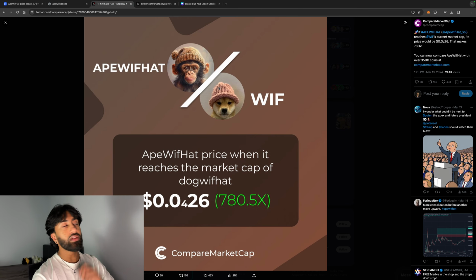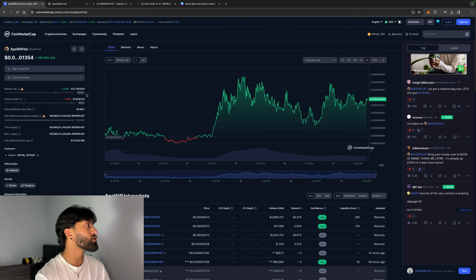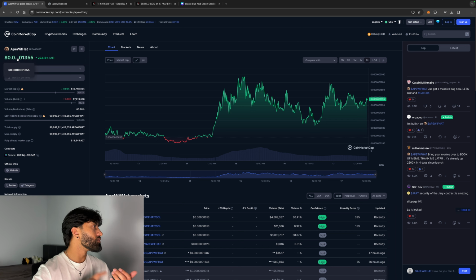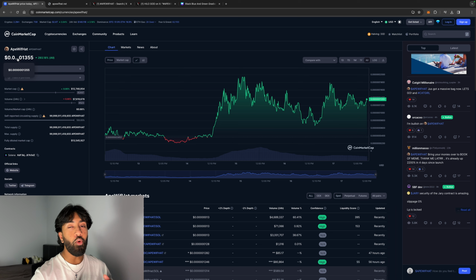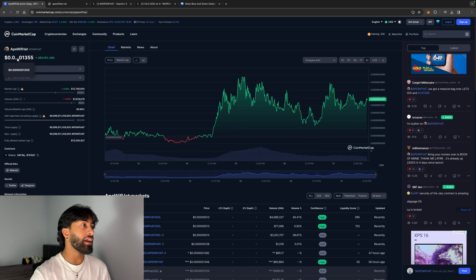So, guys, what's really interesting is, actually, let's take a look at the other post here. Apewifhat is about to go 100% on this 4-hour candle. Be patient. It's about to pump. So, like I'm saying, guys, $12 million market cap. You are so early. The price of this thing, 0.0000. Like, there's so many zeros on this. And if you guys think you can't even knock out two zeros from the price, you're out of your mind.